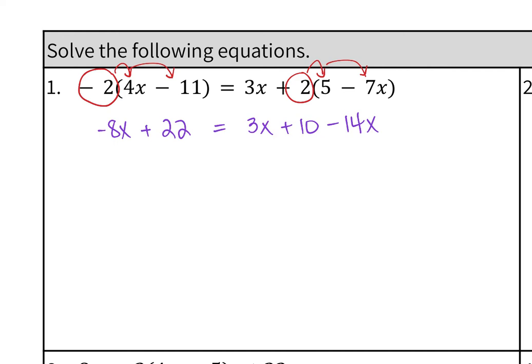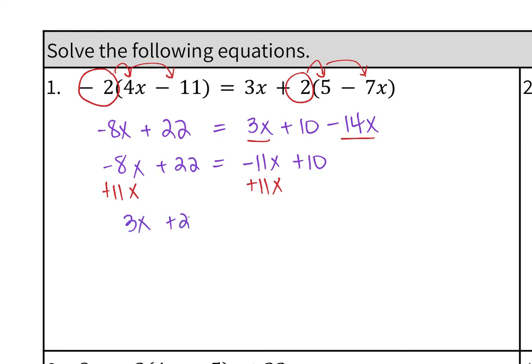Then we would combine our like terms. On the right side, I have two terms that have x's, so we're going to combine those. So that would give us negative 11x plus 10. Now that there's x's on both sides, I want to fix that. So we're going to add 11x to both sides. And that gives me 3x plus 22 is equal to 10.